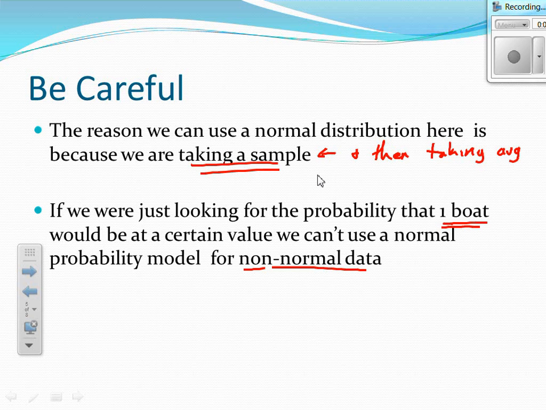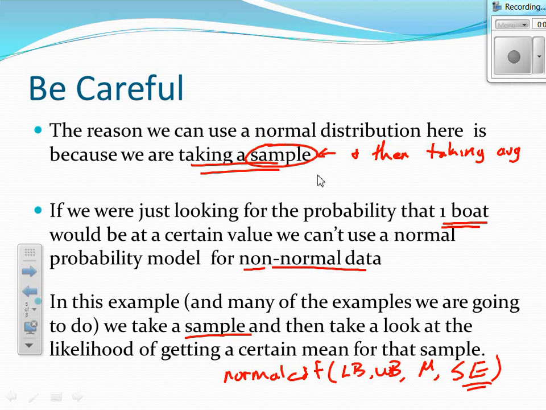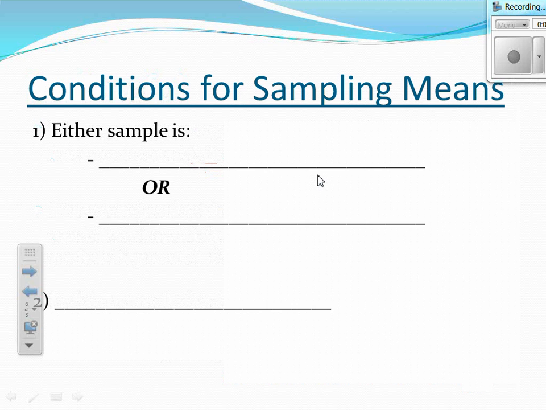But because we're taking a sample of 8 boats, 10 boats, 12 boats, and we're going to use X bars, that's why we're allowed. Because we took the sample, we can look at the likelihood of getting a certain mean. We can use normal CDF because of the sample. We just need your lower bound and your upper bound. What we have to realize is that we have to use this new standard deviation, which we're calling standard error, as we use normal CDF in these sampling distributions.